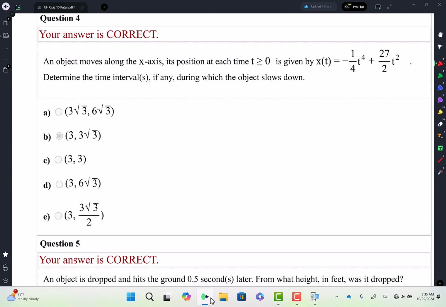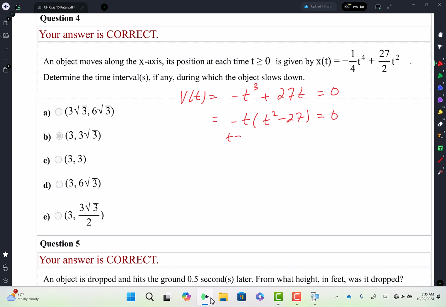So let's find my velocity. V of t equals, I'm just taking a derivative. Negative 1/4 times 4 is 1. So negative t cubed. Next, 27 over 2 times 2, that's going to be 27. So plus 27t. I'm going to set this equal to 0 to get my critical numbers, guys. And look, I'm just going to factor out a negative t. And I'm going to have t squared minus 27.